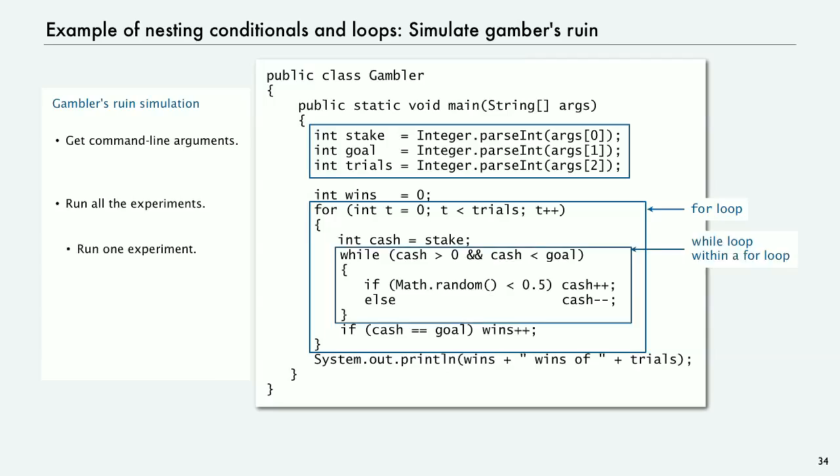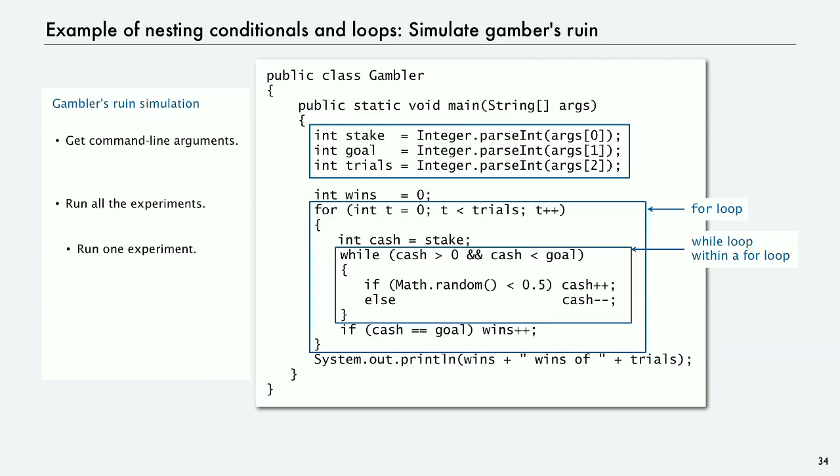Inside the for loop is just run one experiment. And so we have a variable cash that we start at stake, and inside to run the experiment is a while loop. As long as cash is bigger than 0 and less than goal, we flip a coin. And so we flip a coin the same as before, do a random double between 0 and 1. If it's less than a half, we win, and otherwise we lose, and we decrement cash. And we stay within that while loop until either cash is 0 or cash is goal.